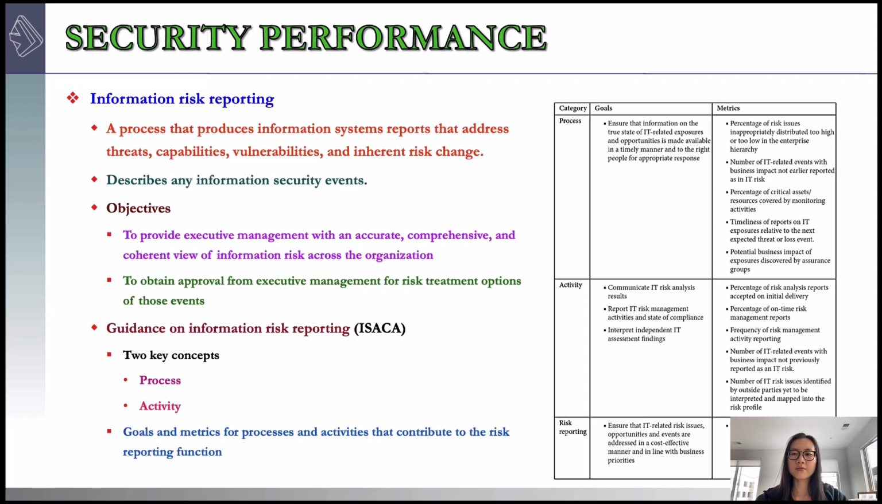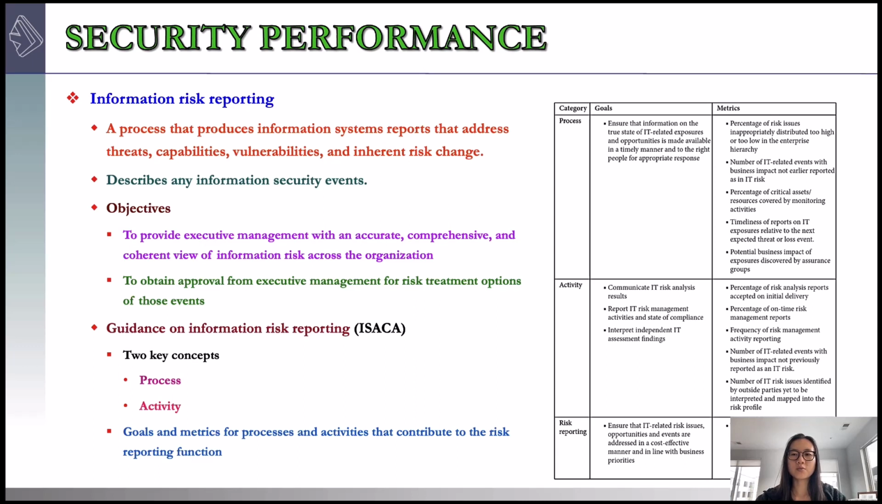One objective of information risk reporting is to provide executive management with an accurate, comprehensive, and coherent view of information risk across the organization. Another objective is to obtain approval from executive management for risk treatment options. The Information System Audit and Control Association has developed useful guidance on information risk reporting based on COBIT 5. The guidance makes use of 2 key concepts in COBIT 5.